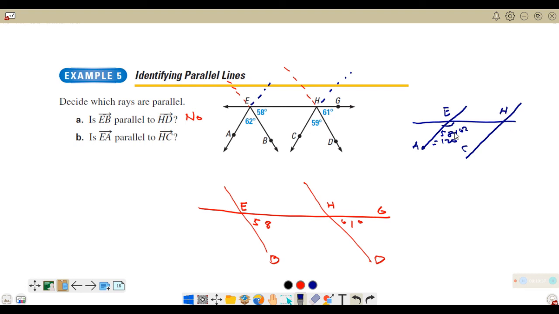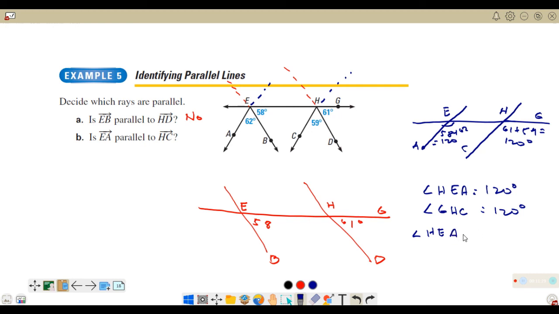Tingnan naman natin tong isa. Hindi natin alam yung ano. Basta, pwede natin siya pangalanan na angle HEA. 120 degrees siya. We have another one here, GHC. So, angle GHC. Measurement naman niya is 61 plus 59. 61 plus 59 is 120 degrees din. Ano yung relationship nitong dalawang to?